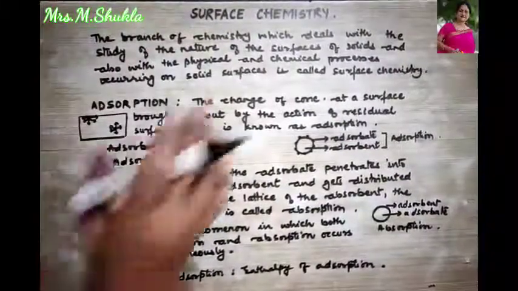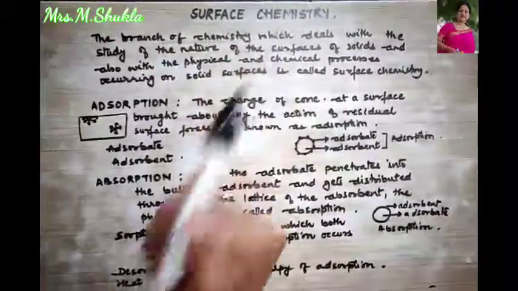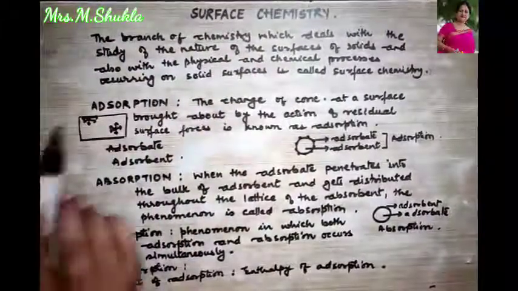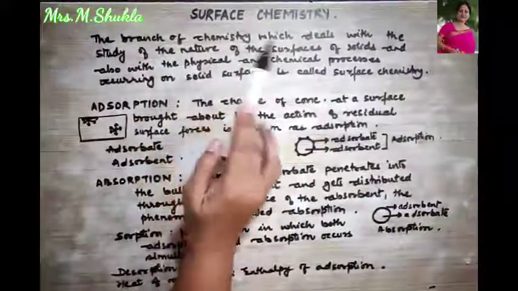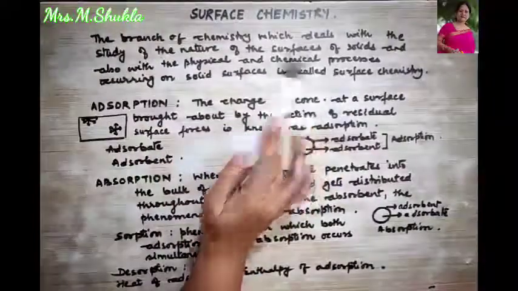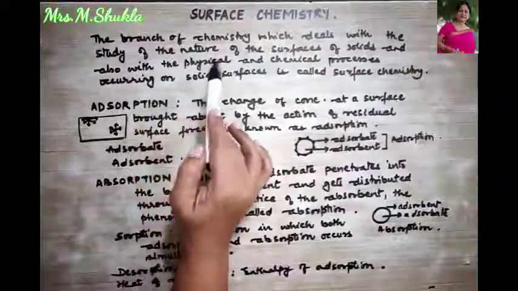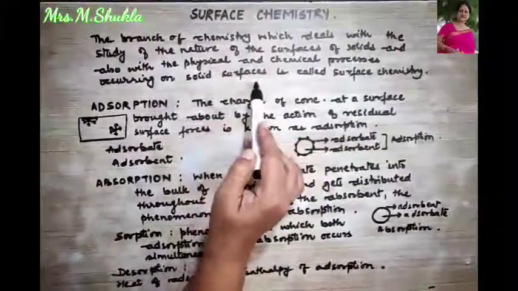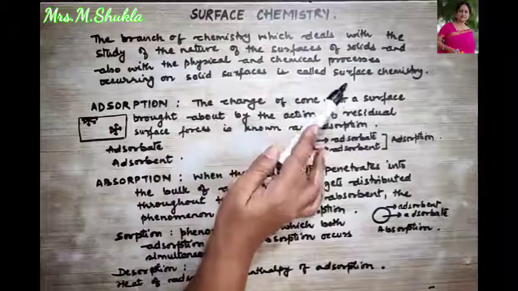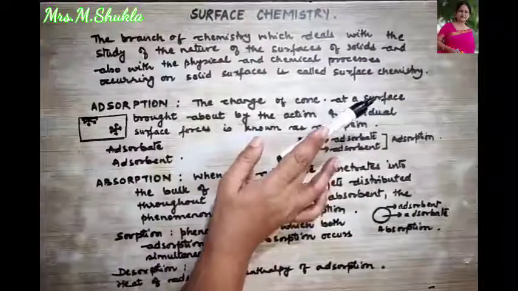Today I am starting a new chapter, that is surface chemistry. The branch of chemistry which deals with the study of the nature of the surfaces of solids, and also with the physical and chemical processes occurring on solid surfaces, is called surface chemistry, right?